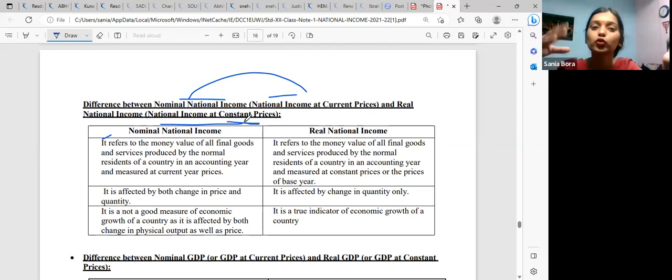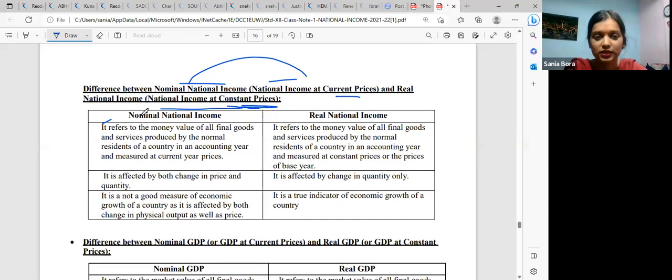See, the friend who doesn't change, that is your real friend. Right? So that's why the constant price one will be a real national income. But where it's a current price, currently you are getting a chocolate for 10 rupees. Maybe later on you will get it for 20 rupees. So it can change. So that is nominal, keeps on changing. Clear?